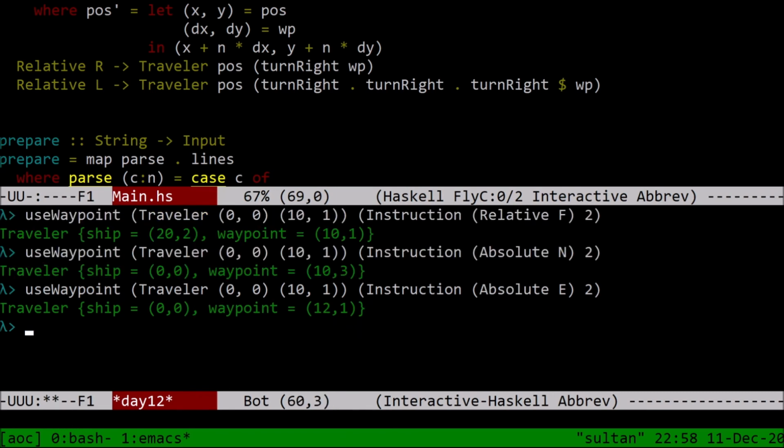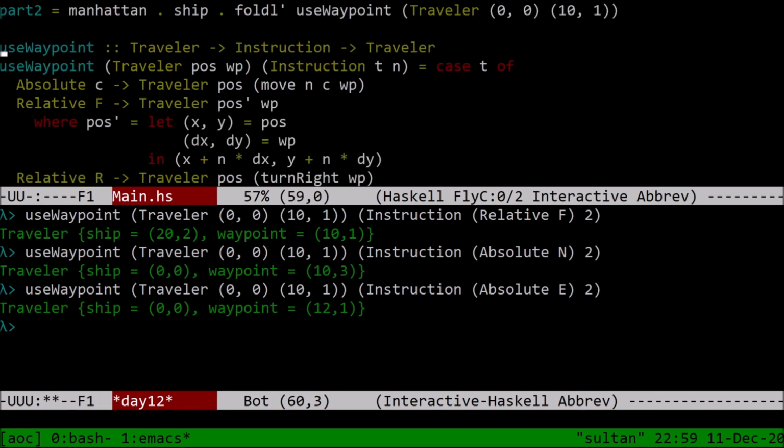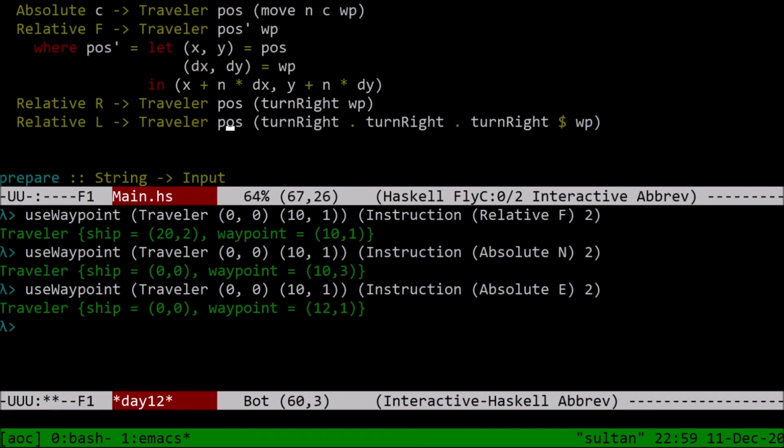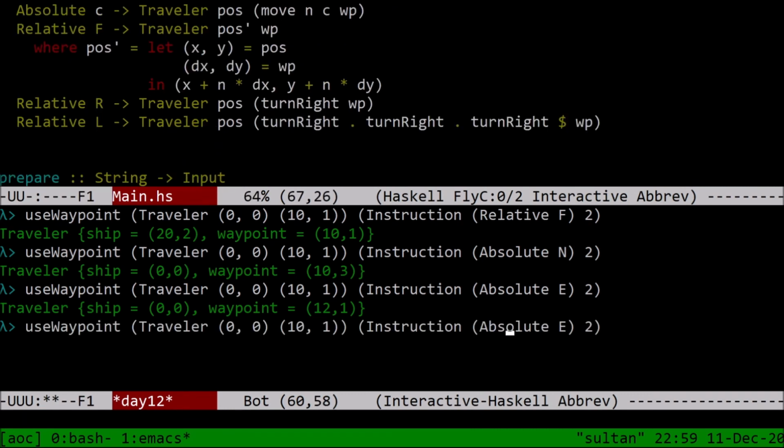Likewise, east leaves y alone and makes x go up. So these all look right, right? Since one of them is right, they're probably all right because they're based on the same move which works in part one. So it must be that our turning is wrong, which is not a surprise. That's the interesting part. Relative r of 1. Remember, we already divided by 90. And the waypoint is now at 1 east, 10 south. That looks right, too.